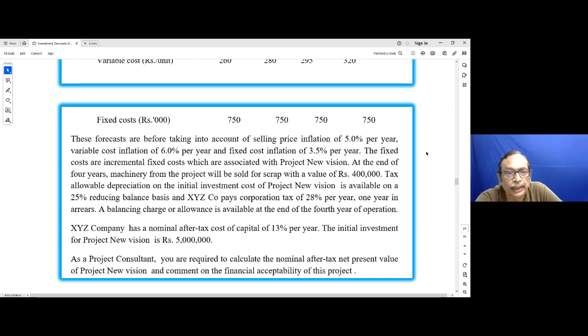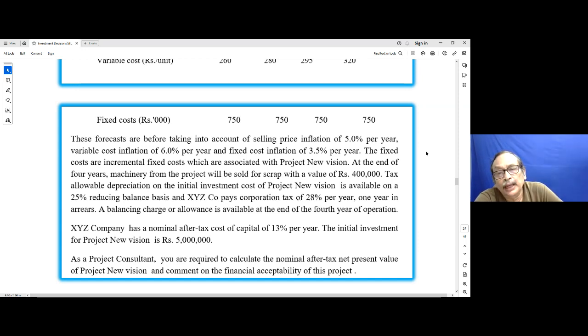At the end of 4 years, machinery from the project will be sold for scrap with a value of rupees 4 lakhs. Tax allowable depreciation on the initial investment cost of project New Vision is available on a 25% reducing balance basis, and XYZ company pays corporation tax of 28% per year, 1 year in arrears.